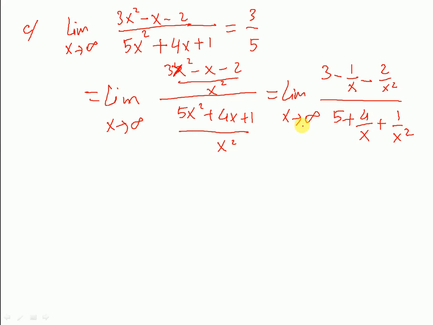Now when x goes to infinity, this term is equal to 0, right? Because 1 divided by a very huge number is 0. The same thing here: 0, 0, 0. You have 3 over 5, which is the answer. That was part C, the third part of question 1.